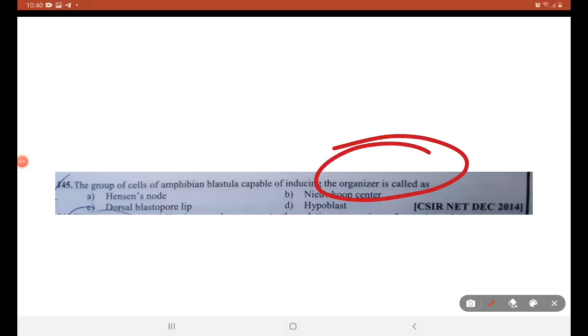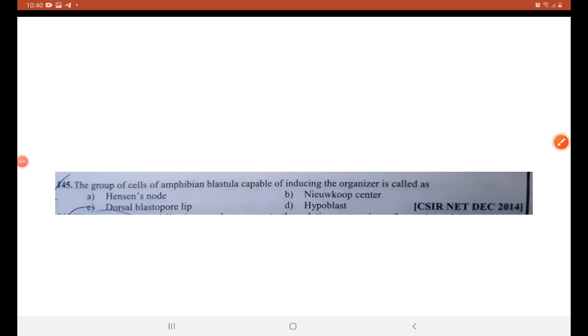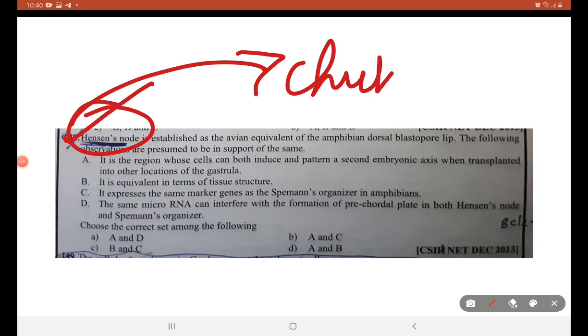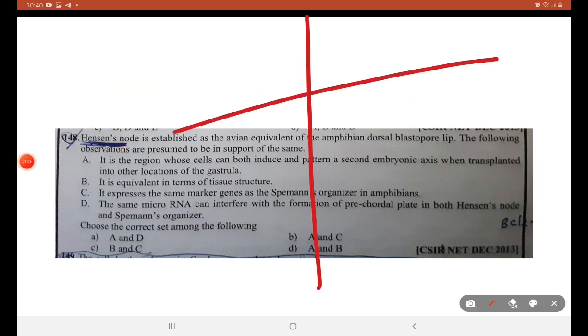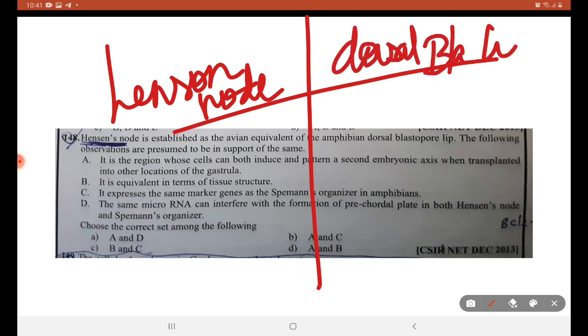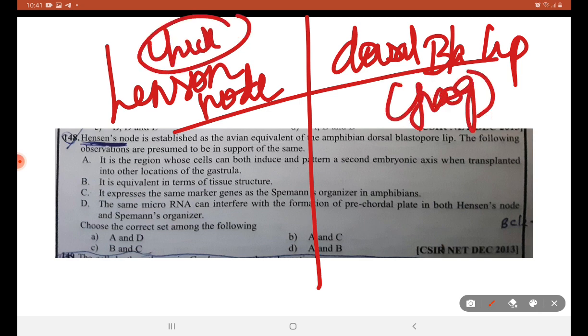Inducing organizer. Which can induce organizer? Nieuwkoop center. Hensen's node will be seen in the case of chick, and the dorsal blastopore lip in the case of frog. What are the similarities? Both express the same marker genes. They induce a secondary axis, they induce gastrulation, all those things. So A and C is the right answer.